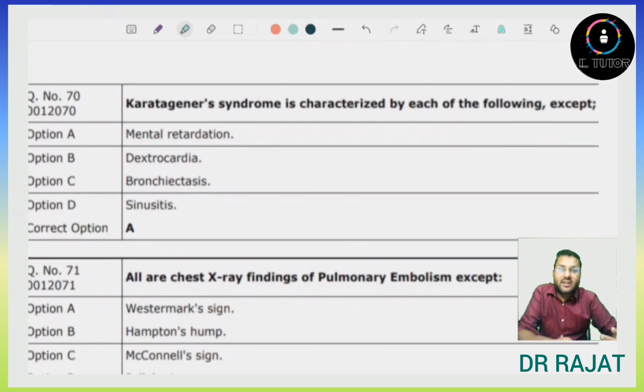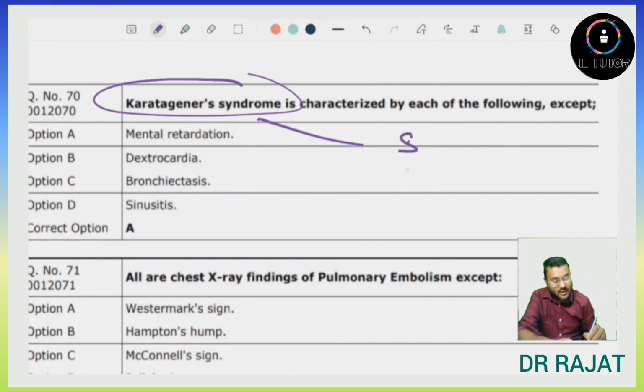Kartagener syndrome is characterized by each of the following except. For Kartagener syndrome, there is a trick which is SBI, which is sinusitis, bronchiectasis, and situs inversus. So mental retardation is not there. Dextrocardia, which is situs inversus, is there, bronchiectasis is there, and sinusitis is also there. So the answer will be option A. Mental retardation is not a feature of Kartagener syndrome.